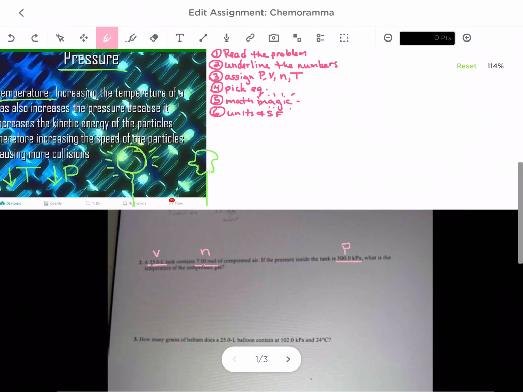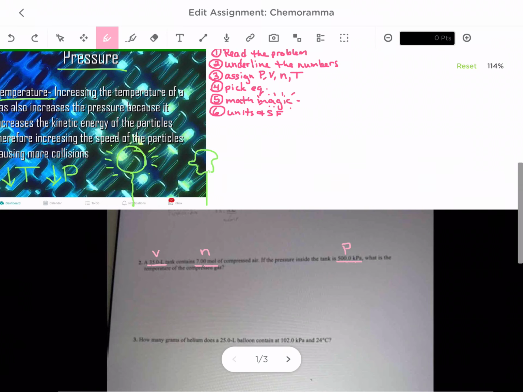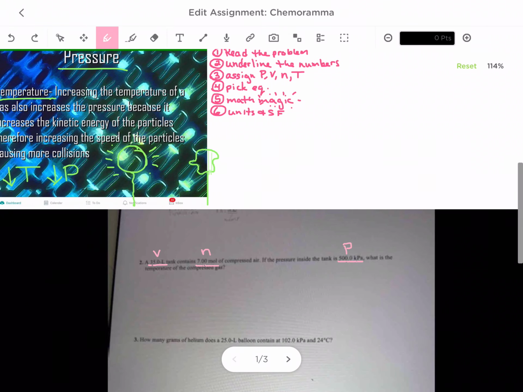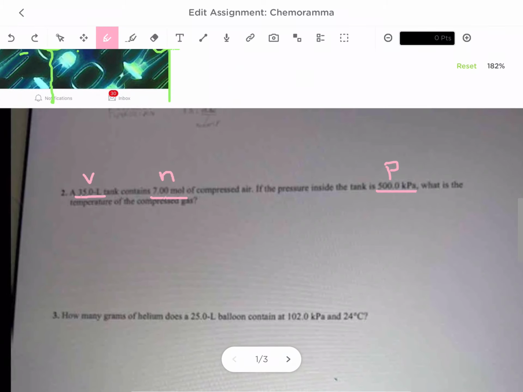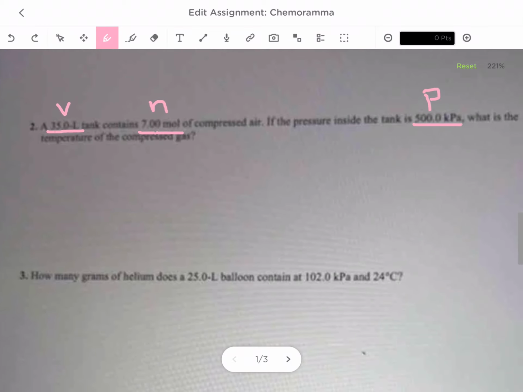Okay, now here's the tricky part, but easy because you did your work. Number 4 says, pick an equation. So, I have a single V, an N, and a P. And if I look at this problem, at the very end it says, what is the temperature? So I'm looking for a T. So the variables I have are V, N, P, and T.